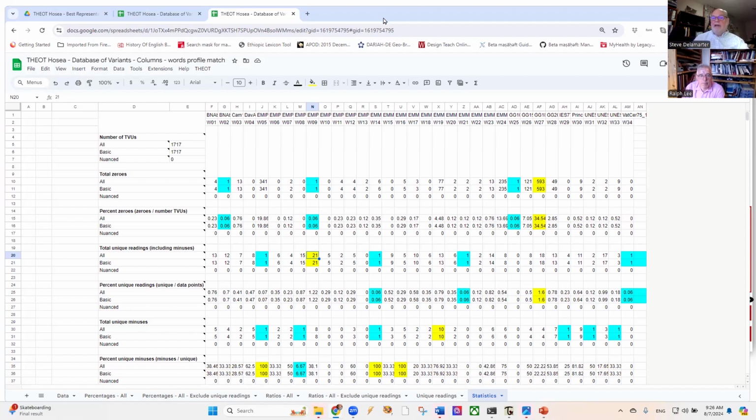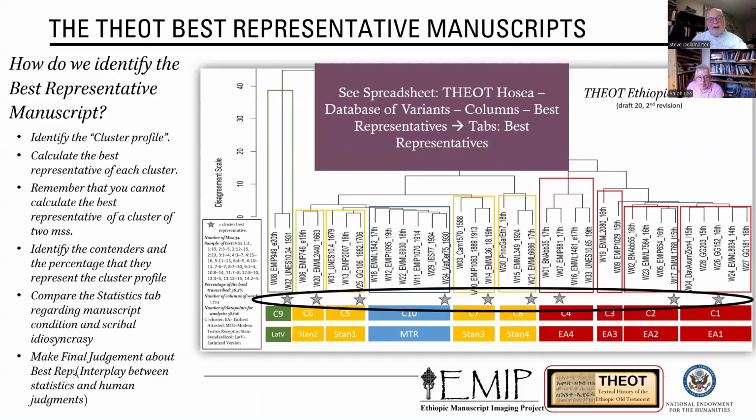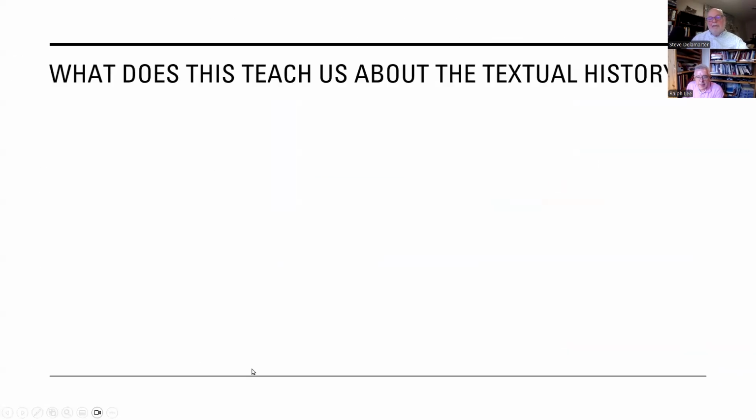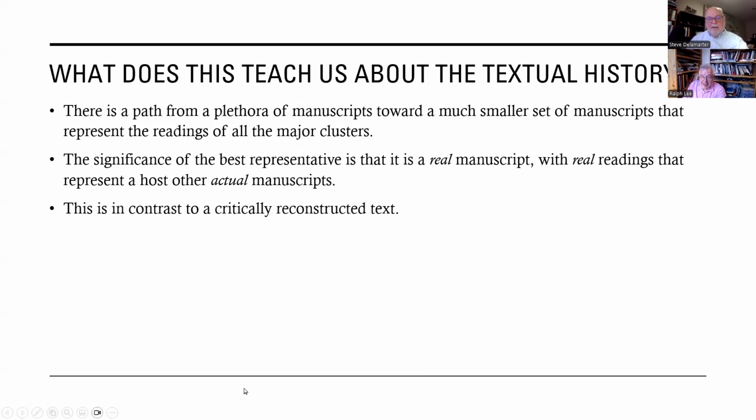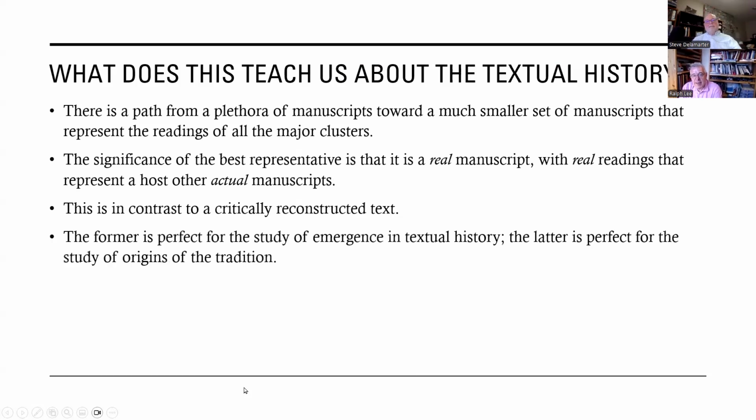What we're trying to illustrate here is that a judgment call has to be made between the merely statistical report and what we learn about the manuscript from these two other sources. So in the end, we make a final judgment, but it is the interplay between the statistics and the human judgment. So, beginning, this is all about telling the story of the textual history. How is this helping us, and what does it teach us?